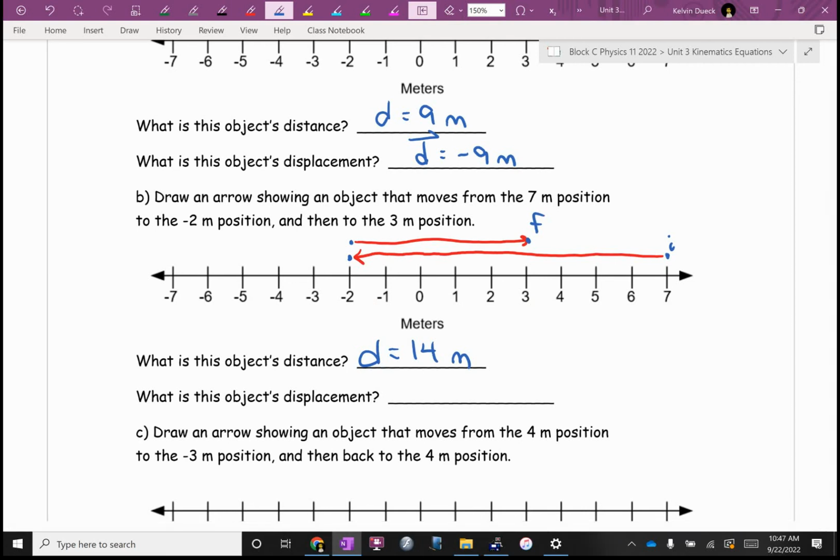What's this object's displacement? Where did we start? Where do we end up? What's our displacement? Yes.